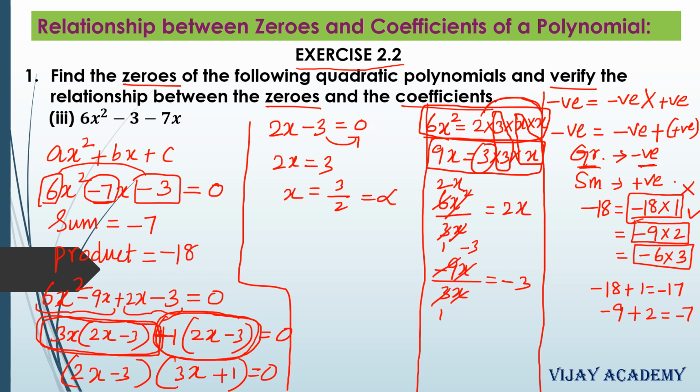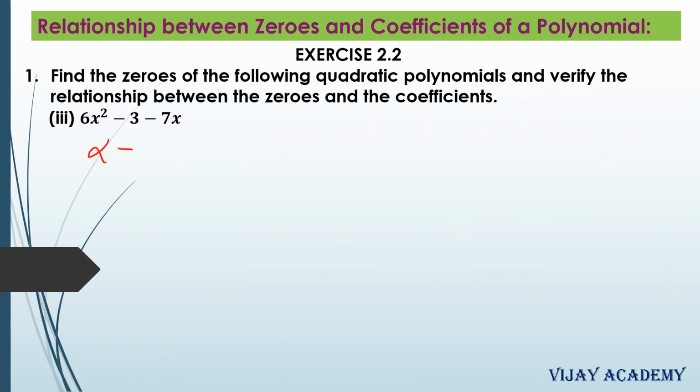So take this as alpha, one zero of the polynomial. And now we equate the second factor, that is 3x plus 1, to 0, and find the other zero. So transpose 1 to RHS, we get 3x equals minus 1 and x equals minus 1 by 3, which is beta, the second zero of the polynomial. Now let us move on to the verification of the relationship between the zeros and coefficients. So alpha is 3 by 2 and beta is minus 1 by 3.